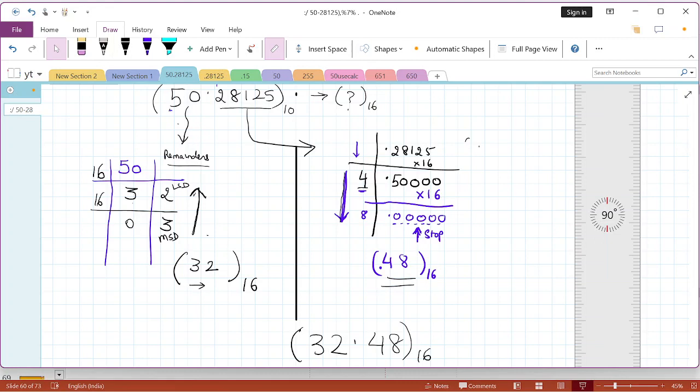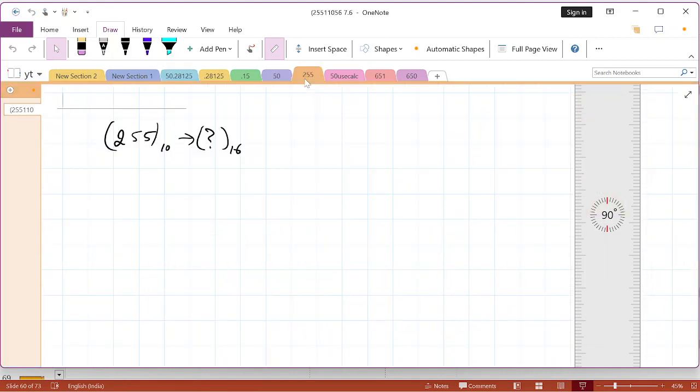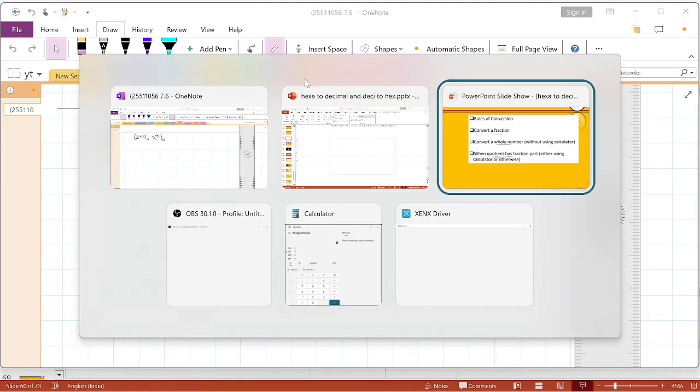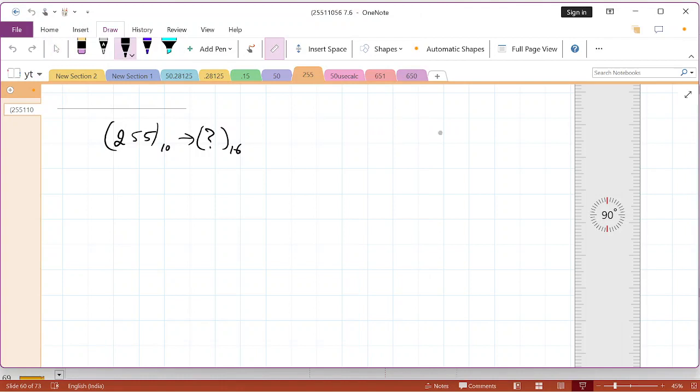So let us do some more practice. 50, we have already done this. 255. So what will come for 255? We know that its hexa equivalent is FF. Let's see in our calculator first. We will go for programmer calculator, and this is my decimal calculator, and I'll say 255, and my hexa quantity is double F. So let's see whether we get the same answer or not.